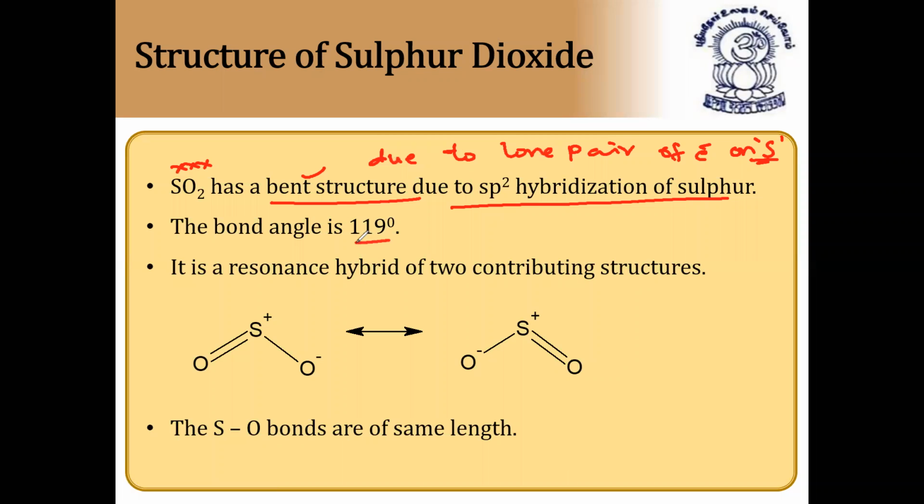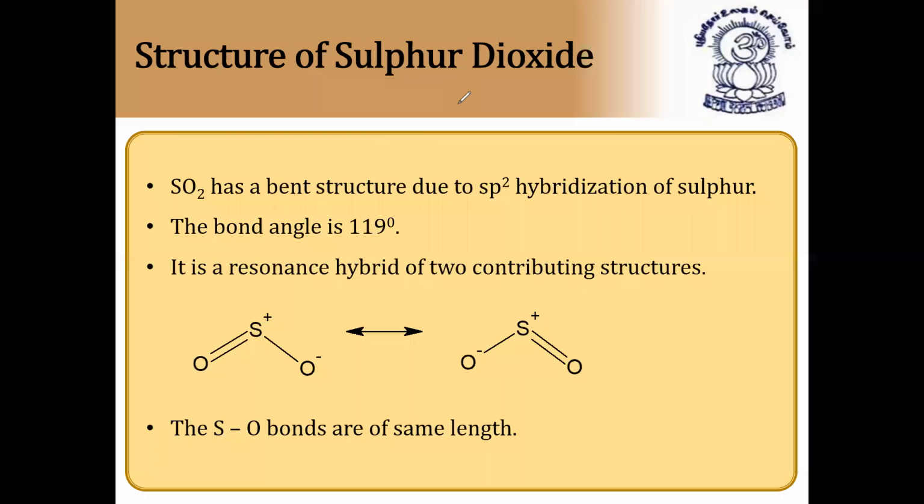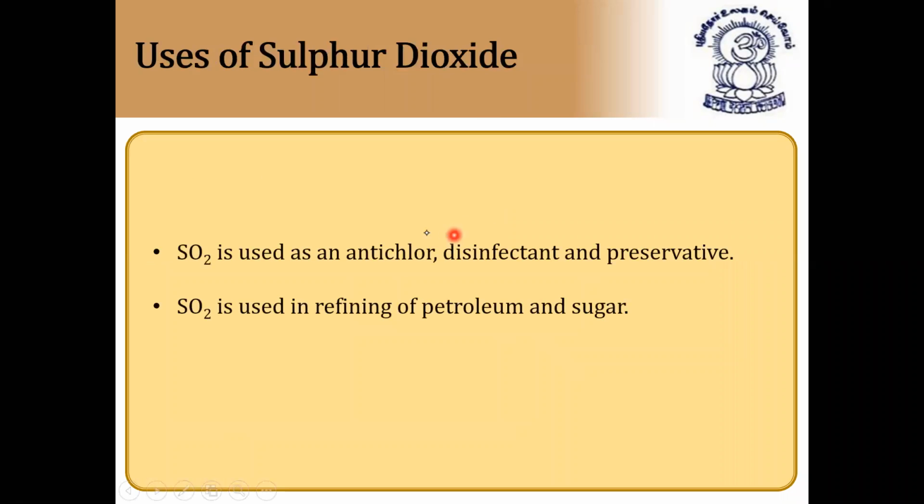The bond angle is 119 degrees. It is a resonance hybrid of two contributing structures, one with a double bond on one side and a single bond on the other, with a plus charge here and a minus charge here. The SO bonds are of the same length, either double or single. I hope it is clear. What is the hybridization of sulfur dioxide? It is sp2. What is the shape of sulfur dioxide? It is bent. Next, uses of sulfur dioxide.